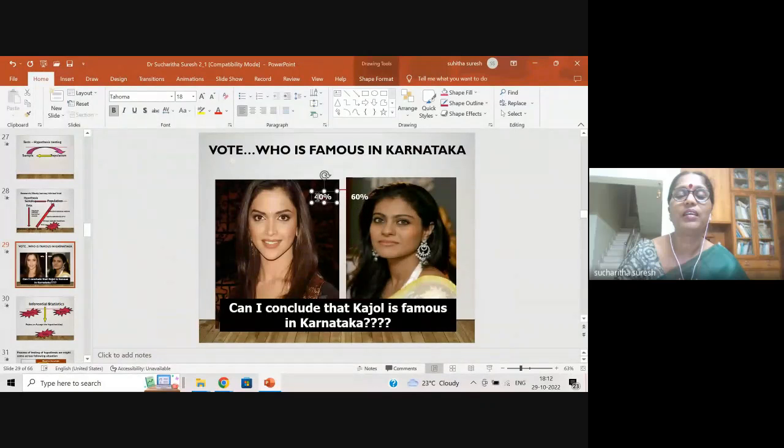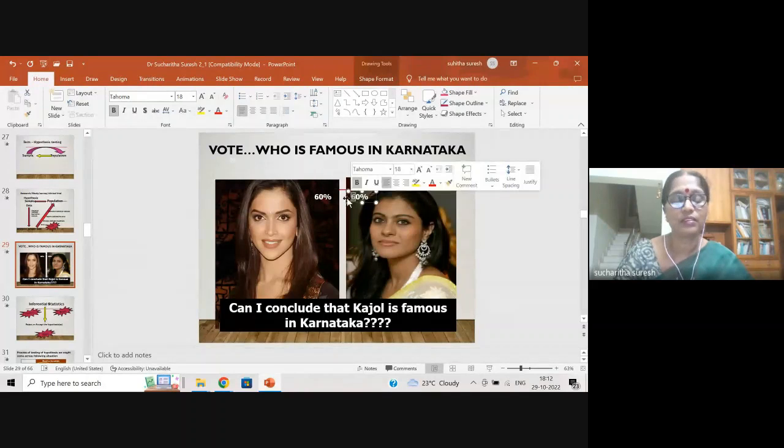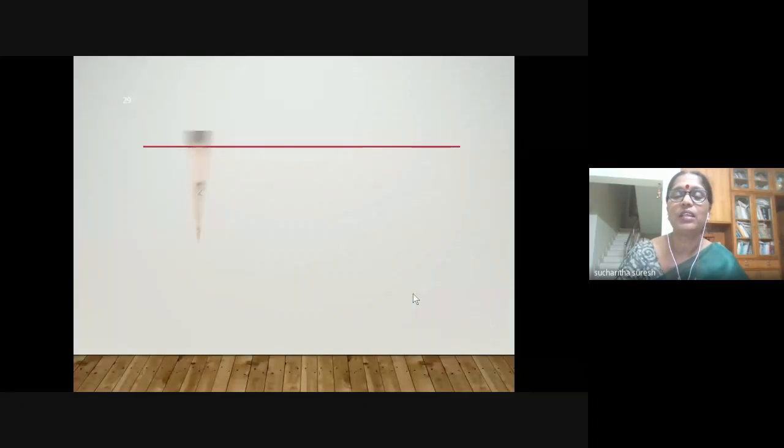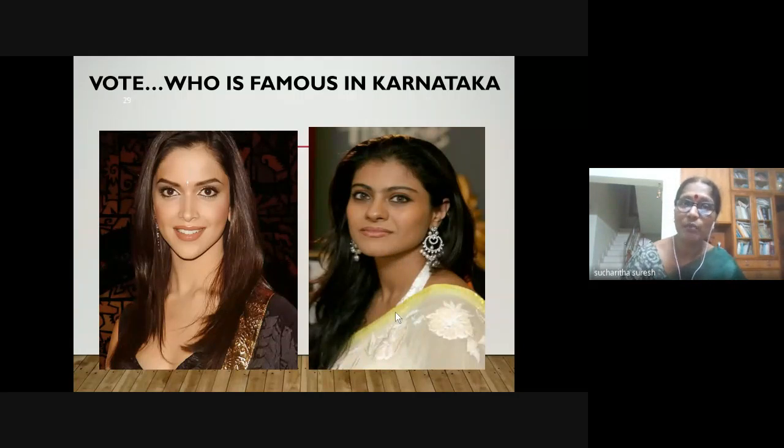Okay, let me make this 60% and this 40%. Mostly it is Deepika, let me consider, because nowadays Kajal is not to be seen anywhere. Now when I asked you, see, my sample is who? You people. How many of you are there? It is my sample. Now 60% got Deepika and then 40% got Kajol.